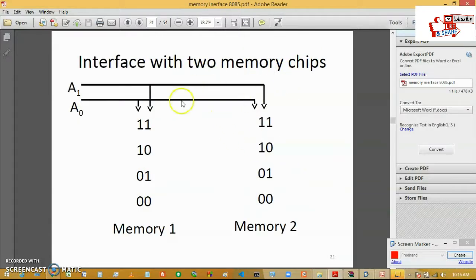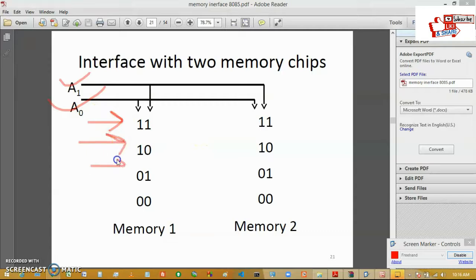Now interface with the two memory chips. Suppose there are two address lines available, A1 and A0. With the combination of these two we can identify 4 memory locations within the memory. Suppose there are two memories connected with the microprocessor, then A1 is connected to both memories, and A0 is connected to both memories.